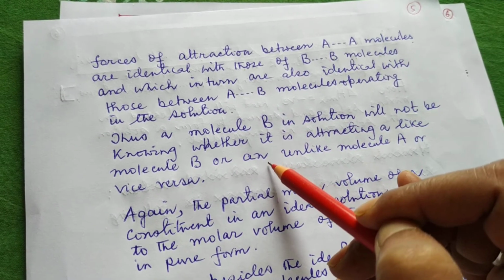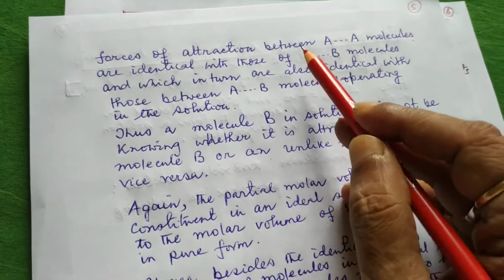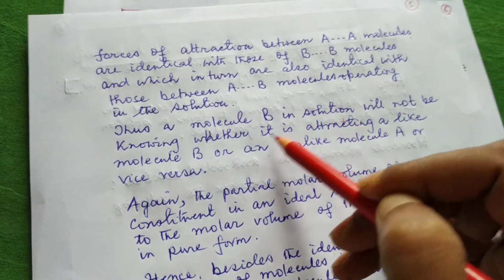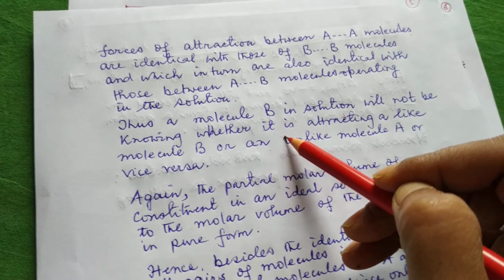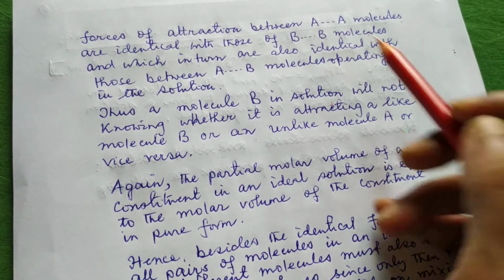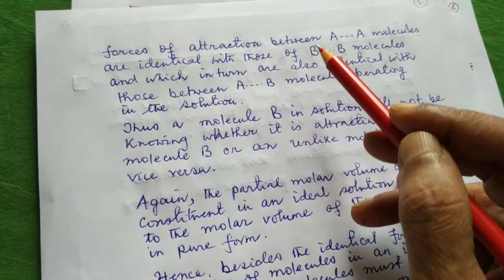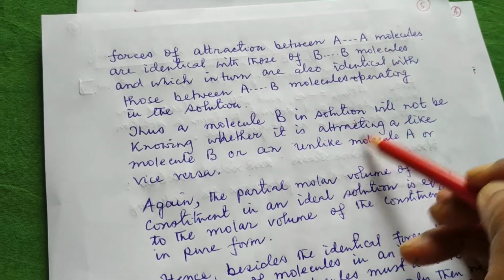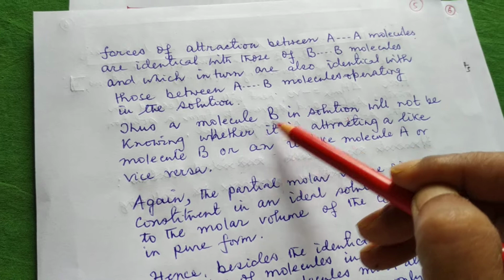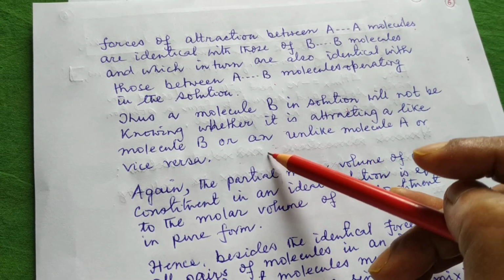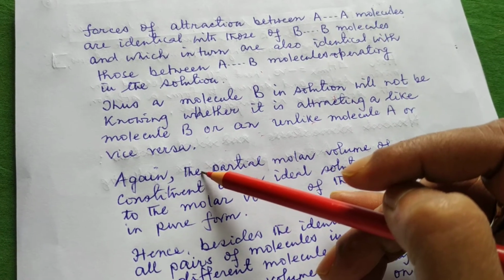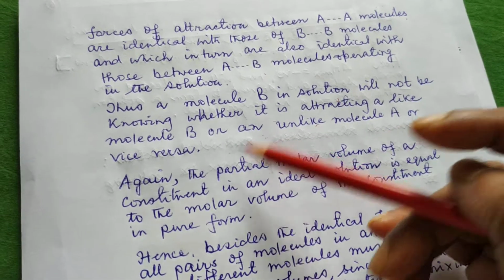So the forces of attraction between AA, between BB, and between AB are identical. If these are identical, a molecule B in solution will not know whether it is attracting a like molecule B or an unlike molecule A, or vice versa. Since the environmental forces are the same, and AA, BB and AB are all the same, a molecule B in solution will not know whether it is attracting a like molecule B or an unlike molecule A or vice versa in the solution.